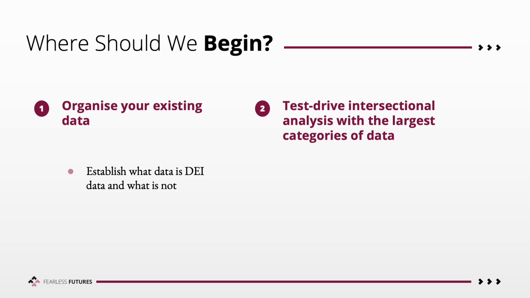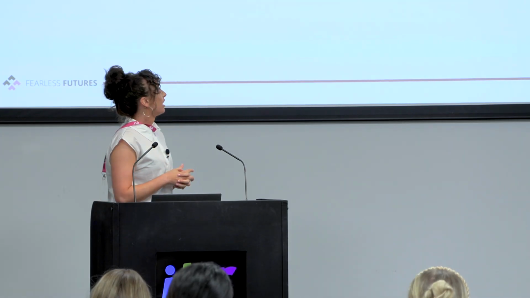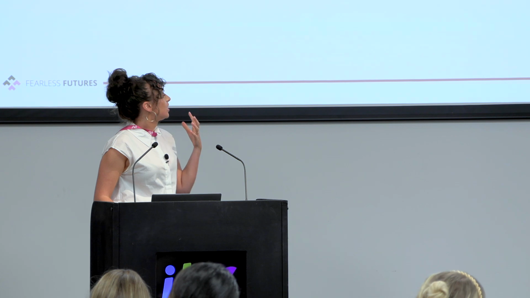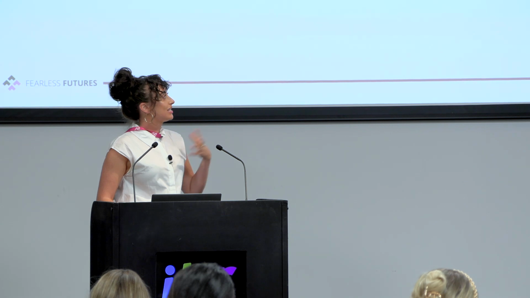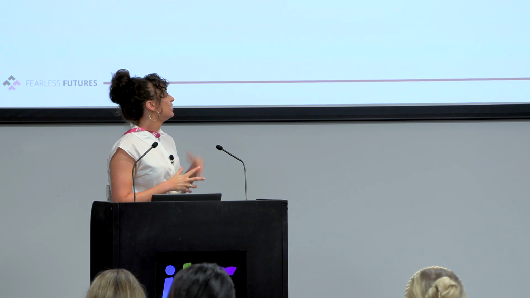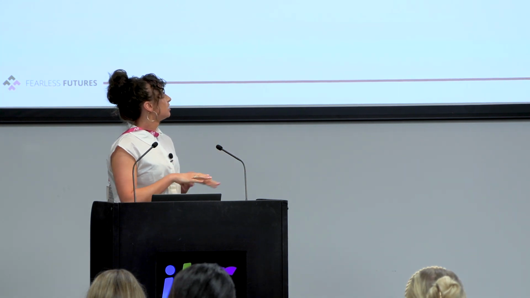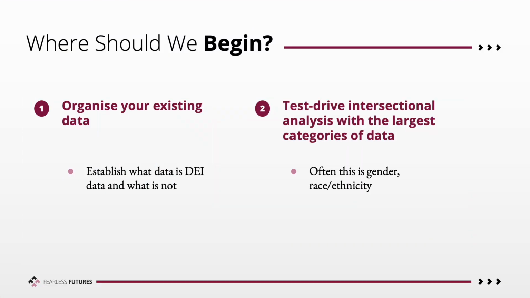Secondly, test driving an intersectional analysis with the largest categories of data. What do I mean by that? So let's say you want to begin by looking at offer rates or outcomes for a particular data set. Usually what we find is that there will be particular demographics that are overrepresented already. And in order to test drive your approach and see how it responds to data that you have, you want to start by looking at the categories, the data where you have these categories represented. Often this is race, ethnicity, and gender, but not always.